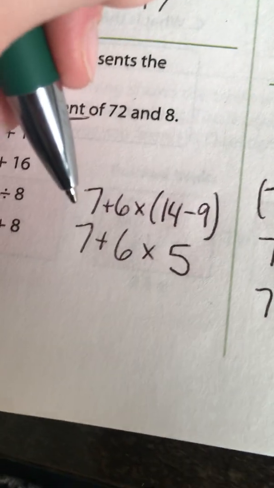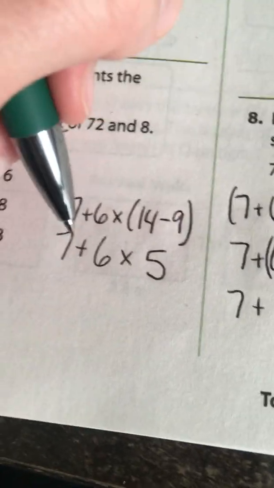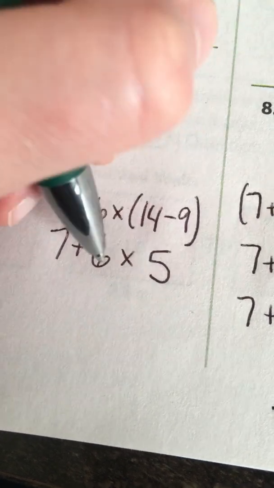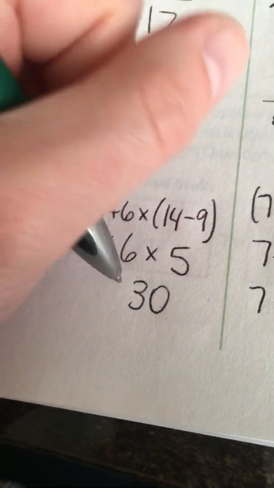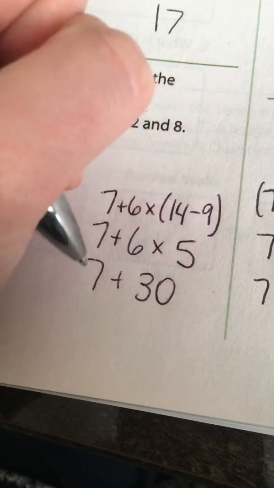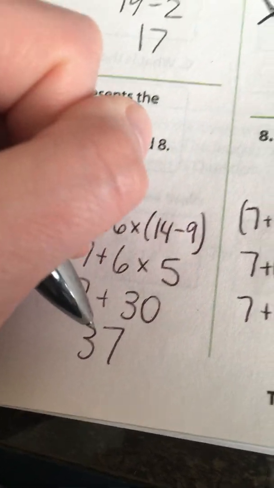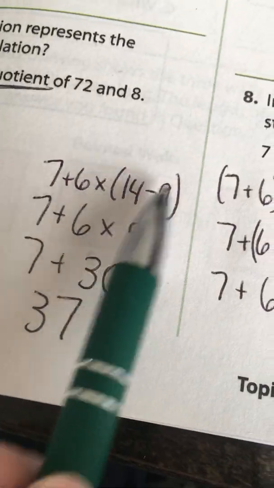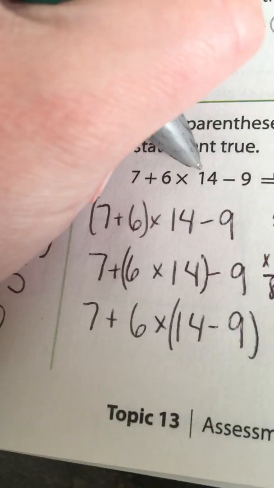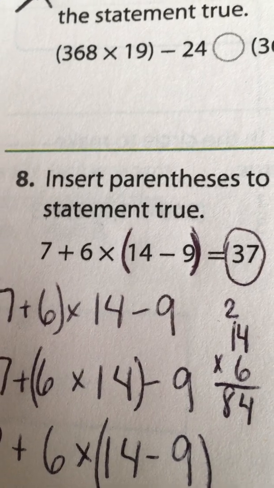Okay, so now I have to think, what do I do next? Do I add or multiply next? Well, when I think about my order of operations, I multiply next. Okay, remember that order. So I'm going to do 6 times 5 is 30. All right, so I already used that 6, so I'm just going to add the 7 over here. And then I think, what's 7 plus 30? 37. And that was the answer that I was looking for. So that means my parentheses need to go around the 14 and the 9 to make the correct answer.